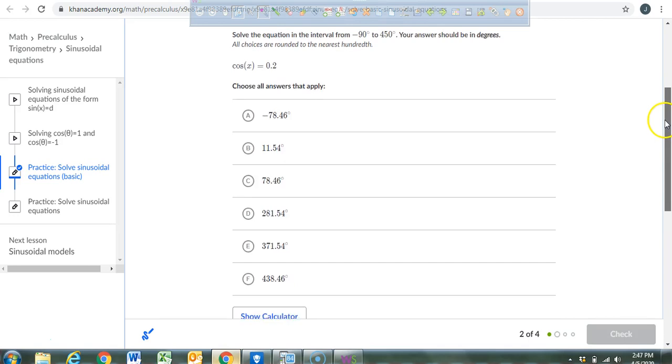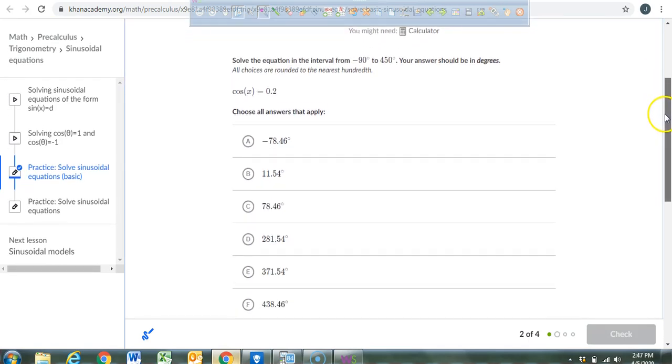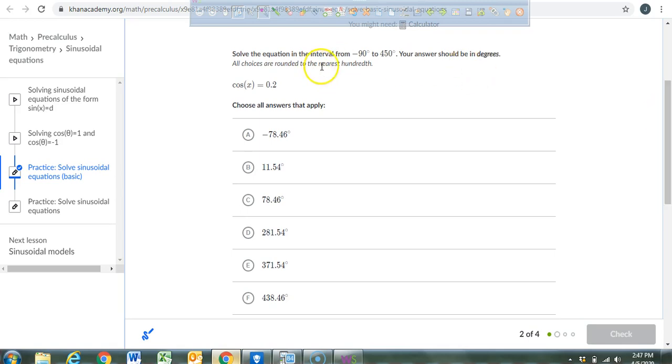Now, what we're going to do on this one, once again, we are solving basic sinusoidal equations. We're going to pay very close attention. This one's in degrees. We're going to round it to the nearest hundredth, and this one creates a boundary between 90 degrees and 450 degrees. So we're going to find all the different degrees between 90 and 450 that match up to cosine of 0.2.